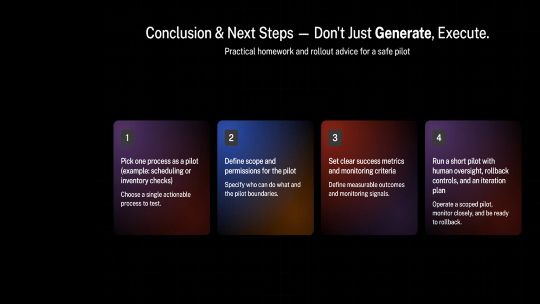So try to understand what your business is, where the exact friction is where you can adopt AI to help you in business performance and efficiency. So basically, the scope has to be proper, and the success metrics have to be set properly. Always start with a short pilot with human oversight, rollback controls, and an iteration plan.